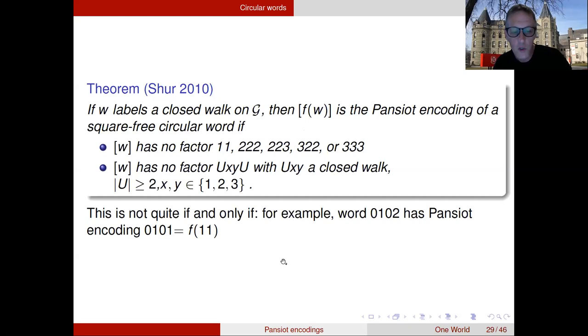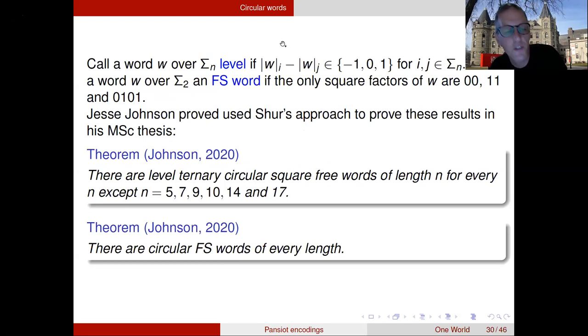So here's a variation on Pansiot encodings. Pansiot encodings were introduced for threshold problems, but they have a natural application to circular words. And here are some applications. So call the word W level if the amount of each letter is as close as possible.